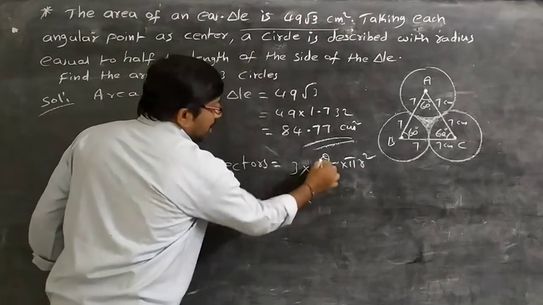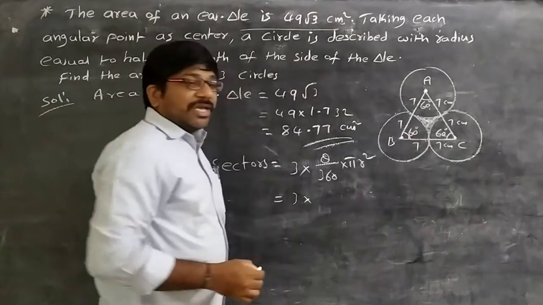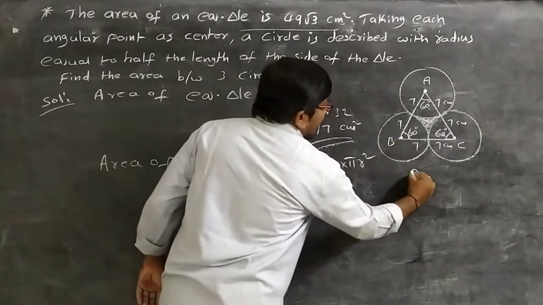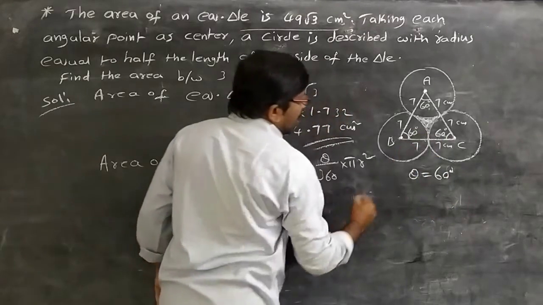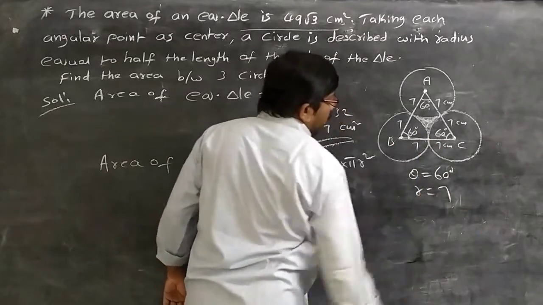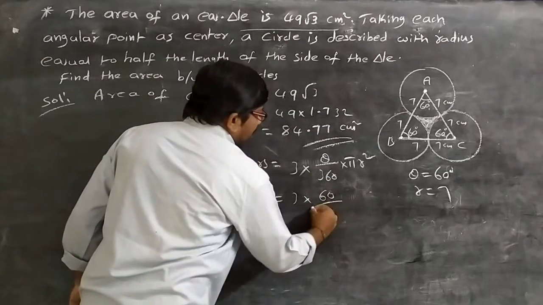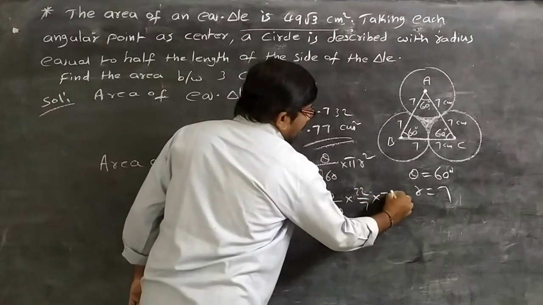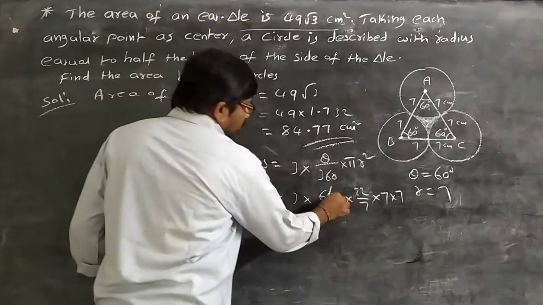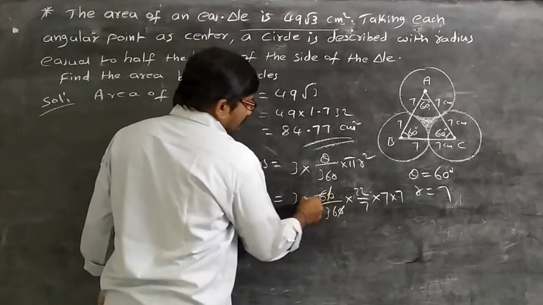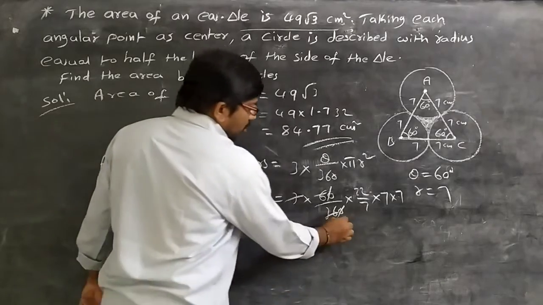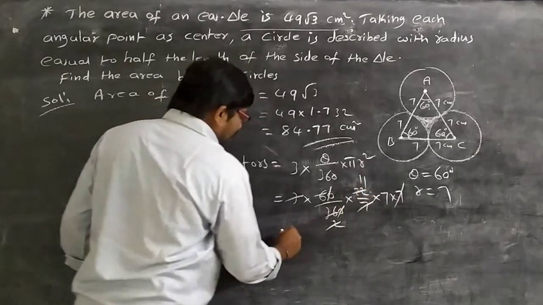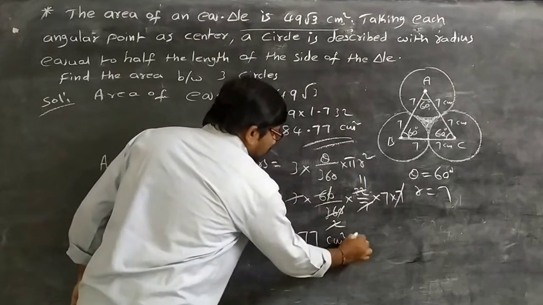That is equal to 3 into theta, the angle of sector, 60 degrees. In an equilateral triangle, each angle is 60 degrees. Here theta is 60 degrees, and the radius of sector is 7. So 3 into 60 by 360 into pi value 22 by 7 into r square, 7 into 7, right? So the zeros cancel, 3 sixes are 18, 18 twos are 36. 2 ones, 2 elevens. 7 7 cancel. The remaining is 11 sevens are 77 centimeters square, right?